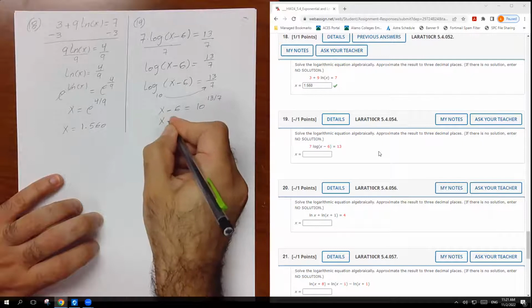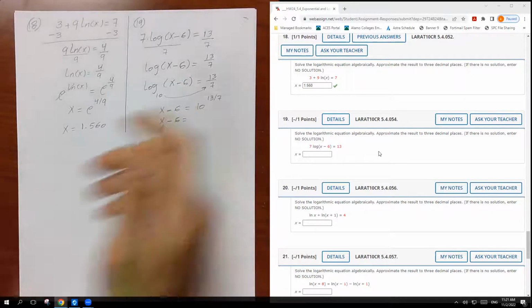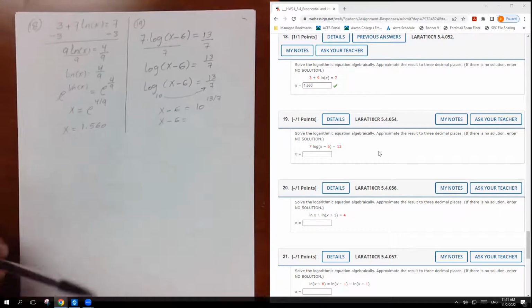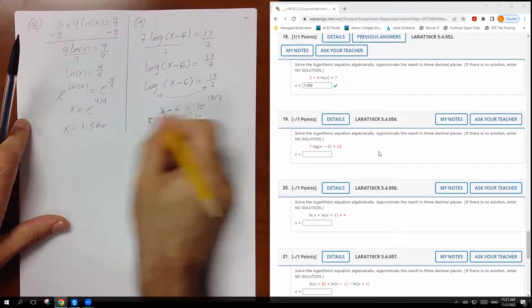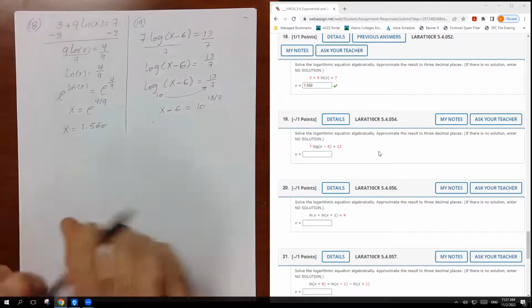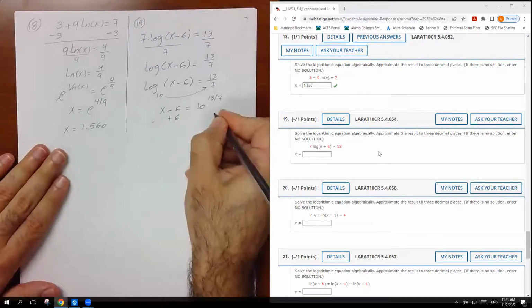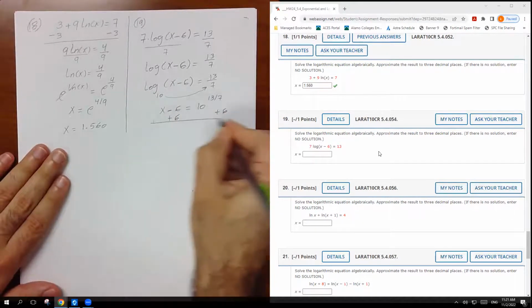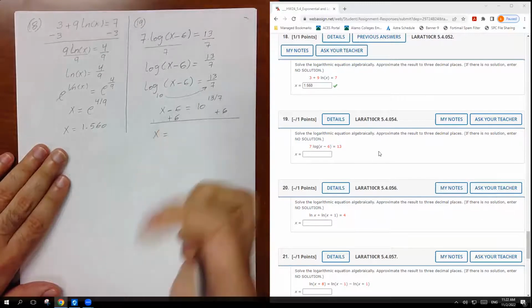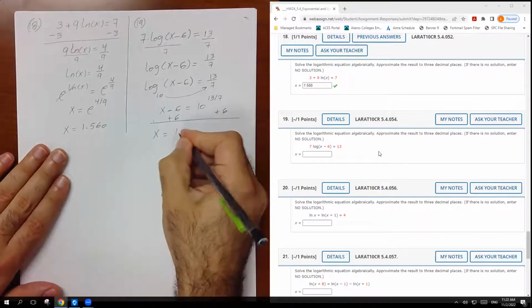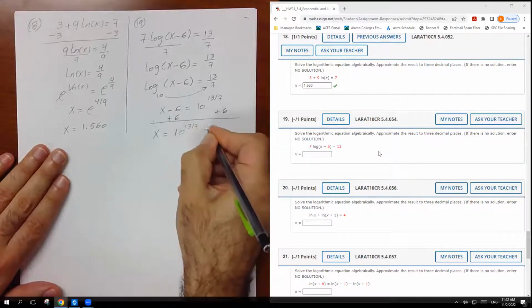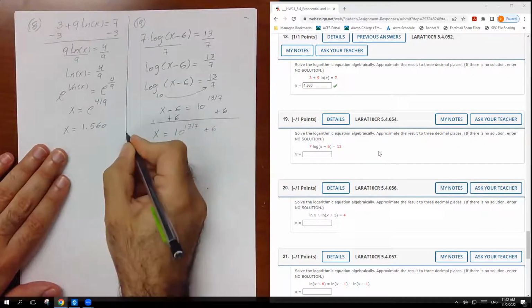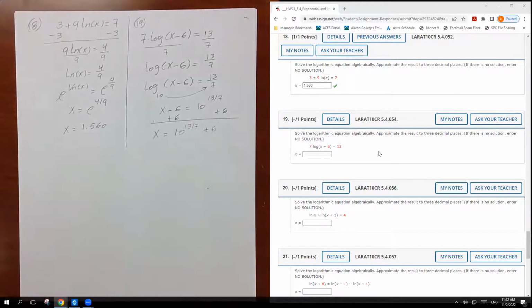That means x minus 6 is going to be equal. Let's just add 6 to both sides. We're going to add 6. That means x is going to be equal 10 to the power 13 over 7 plus 6. That's it for this example.